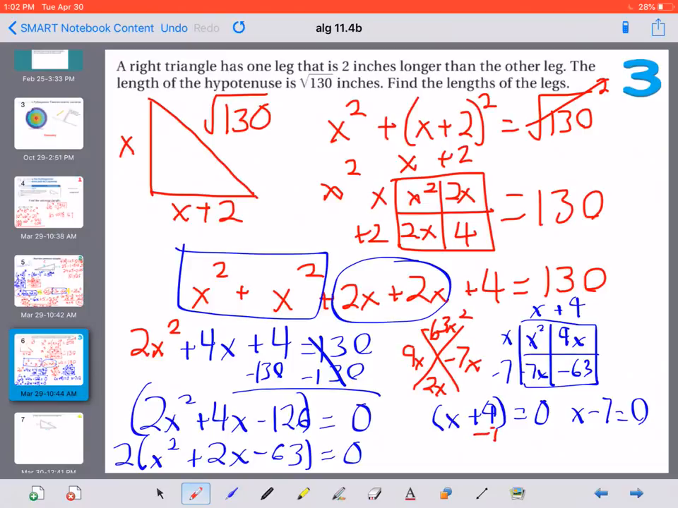If I subtract 9 here, I get x equals a negative 9. Here, if I add 7, I get x equals 7. Now, I'm looking for the distance of one of my sides, or the length of one of my sides, I should say. And I know I can't have a negative length, so I know that x must be 7. So x equals 7.